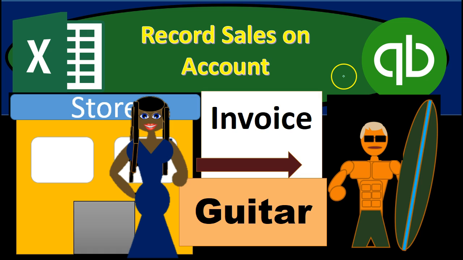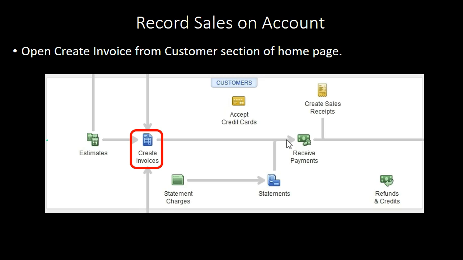We're going to take a quick look at QuickBooks and then jump back to Excel and record this information. We're going to have a sales on account. This will be the typical invoice that we will be recording here. We've seen them a few times, so we're going to go a bit faster.